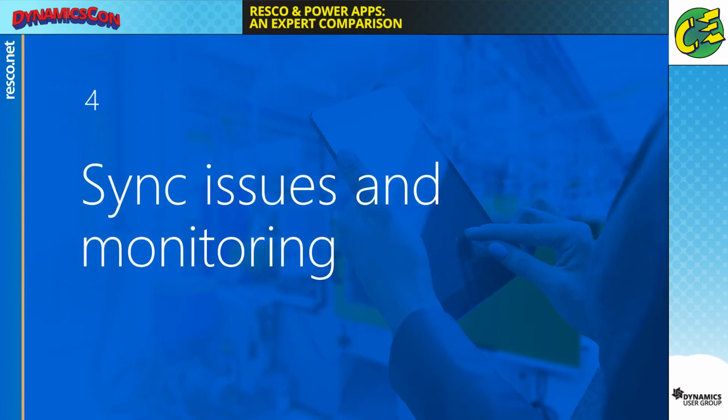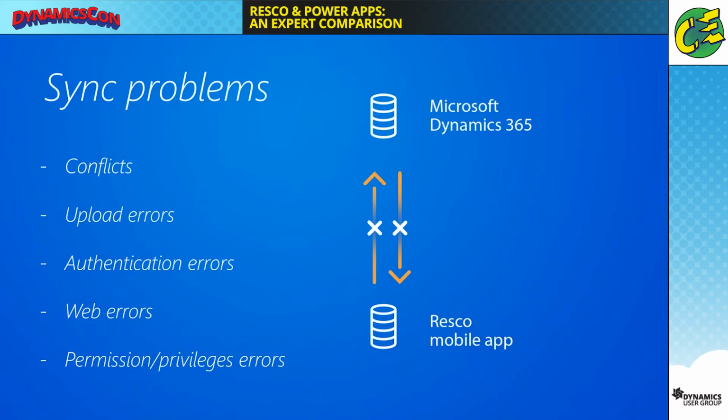Moving on to the sync issues and monitoring. As I've briefly mentioned, there are a lot of things that can happen during the synchronization. These can be conflicts, upload errors, and authentication errors, but also many other things. And the admin and the user need to be aware of these and need to have some information about what was the cause to prevent similar situations and problems in the future.